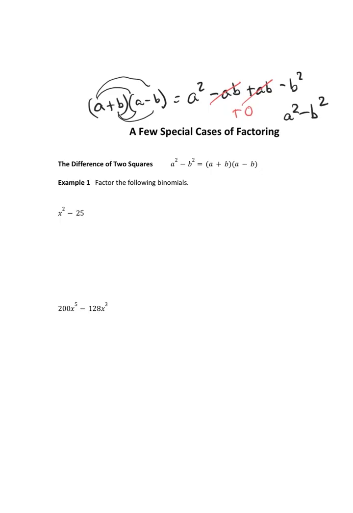If you had something like this, a plus b times a minus b, there's an interesting thing that happens because you do a times a is a squared, and then you would have negative ab plus ab, and then minus b squared. And if you notice the negative ab plus ab, that would add to 0. So you're actually just left with a squared minus b squared. And so if you recognize a difference of squares, then you know that they can factor into this form where it's an a plus b and a minus b.